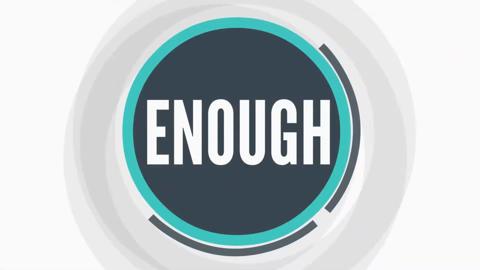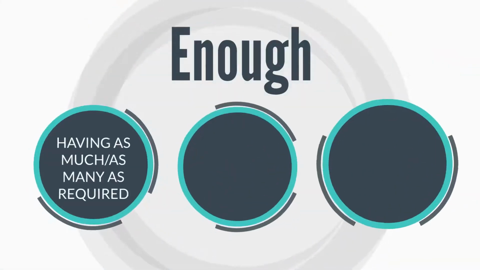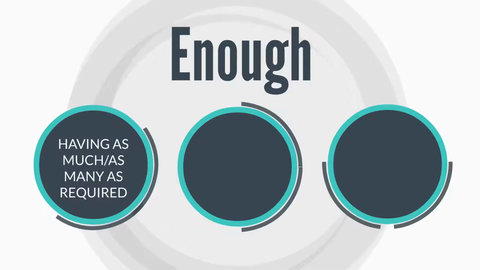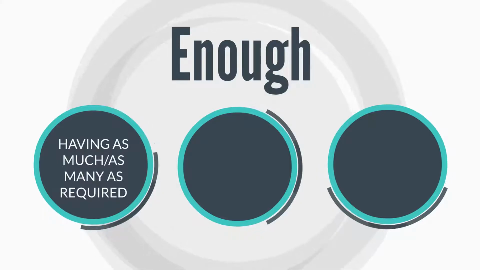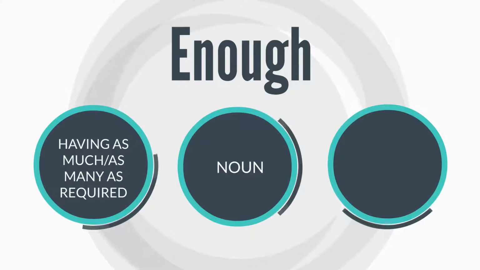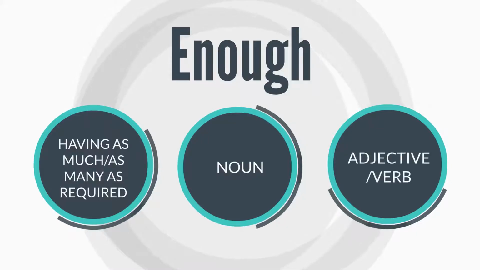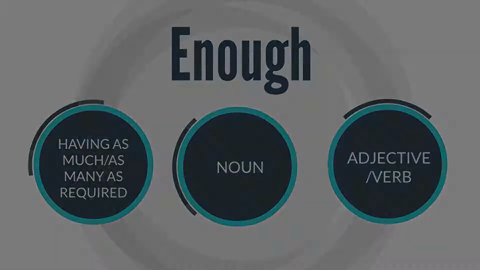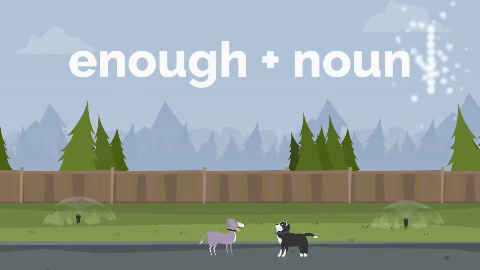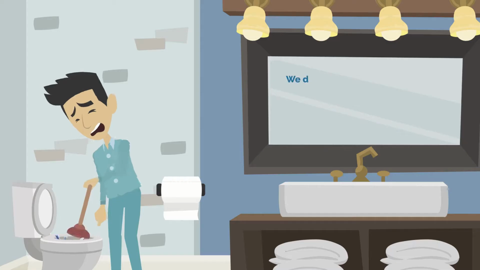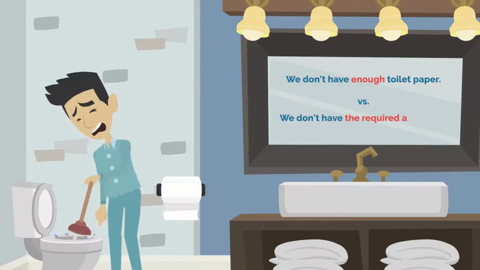Enough. The word enough means having as much or as many as required. It can be used before a noun or after an adjective or verb. Enough plus noun. We don't have enough toilet paper. In other words, we don't have the required amount of toilet paper.